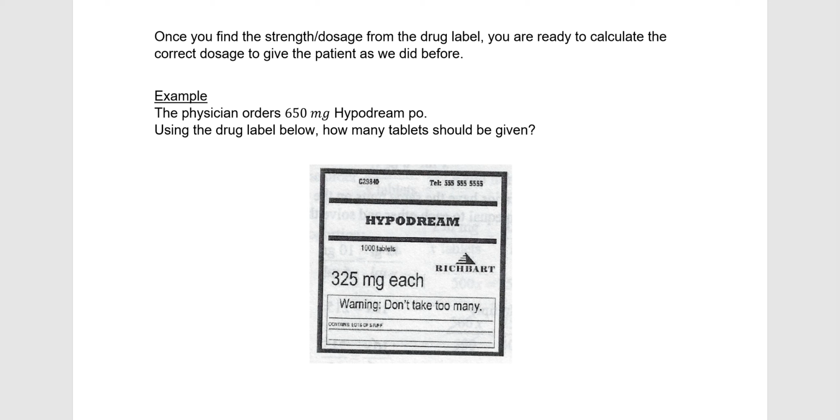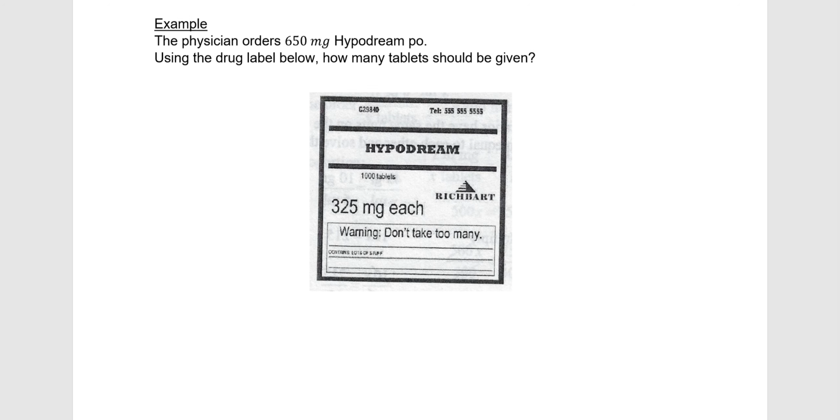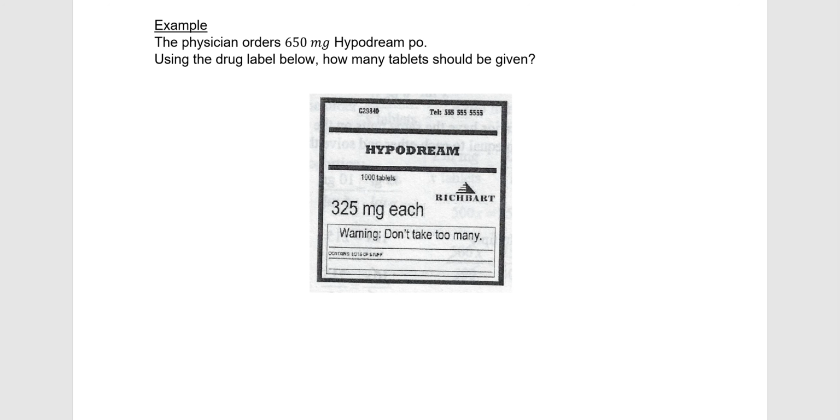Okay, so once you find the strength per dosage from the drug label like we just did, we can calculate the correct dosage to give to the patient just like we did previously. So let's do this example here. If the physician orders 650 milligrams Hypodream PO, so once again by mouth, and using the drug label below, how many tablets should be given? Okay, so first we need to find the strength per dosage on the label here. So we have 325 milligrams per tablet. We know these are tablets because, well, 1, it says it in the question, and 2, it's written on the label there.